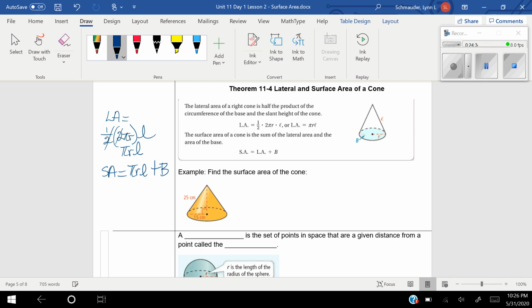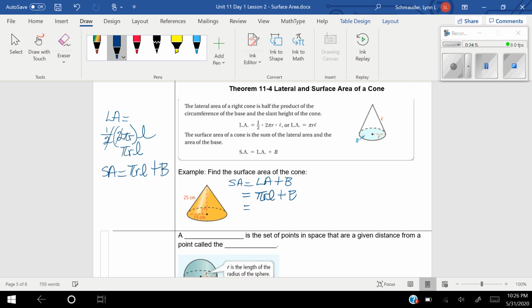All right, so let's do an example here. Find the surface area of the cone. Well, we've got to find the lateral area plus the base. The lateral area is pi r L. Okay.